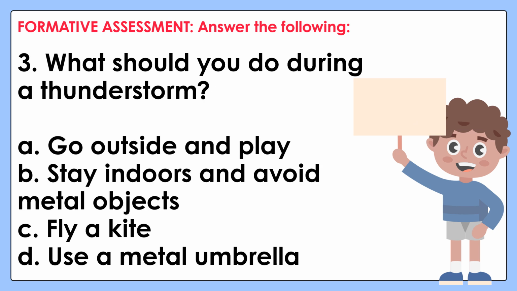Number 3, what should you do during a thunderstorm? A. Go outside and play. B. Stay indoors and avoid metal objects. C. Fly a kite. Or D. Use a metal umbrella. The answer is letter B. Stay indoors and avoid metal objects.